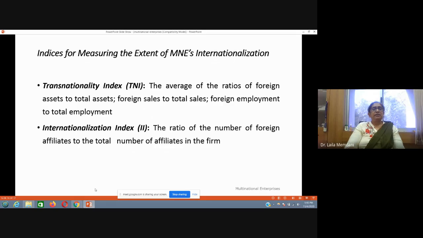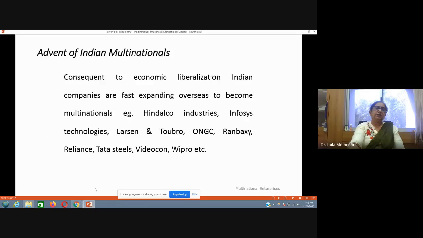Internationalization index, that is II. It is simply the ratio of the number of foreign affiliates to the total number of affiliates in the firm. So if foreign affiliates are 8 and the total number of affiliates is 10, then this ratio becomes 8 by 10, or 0.8.